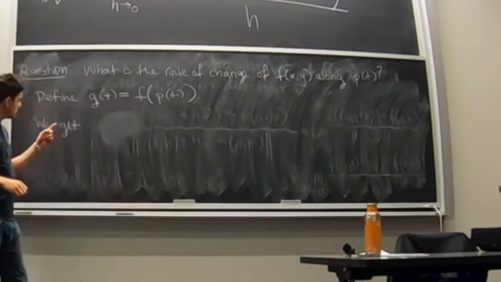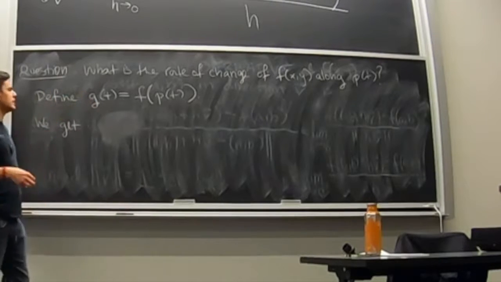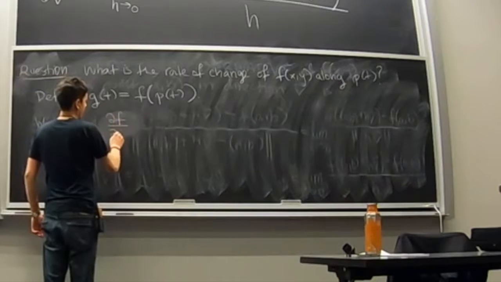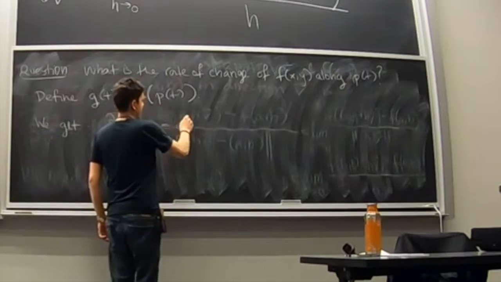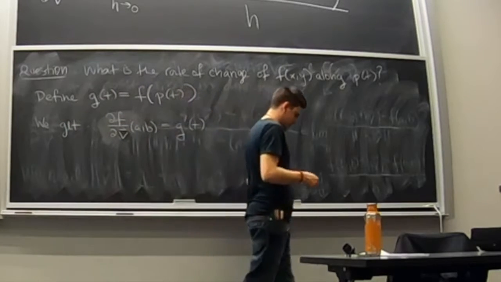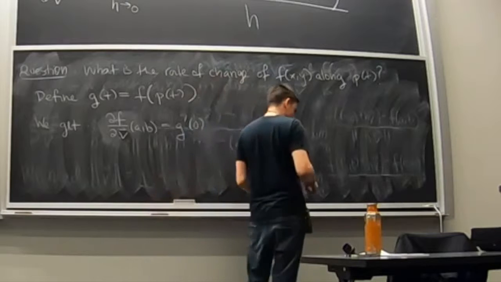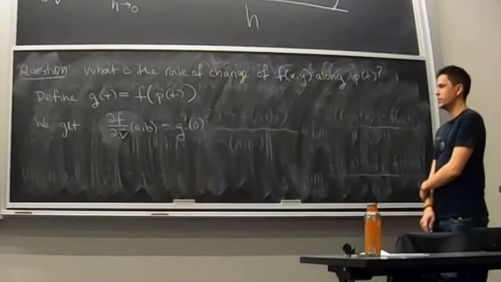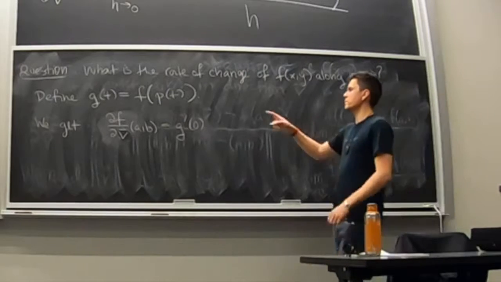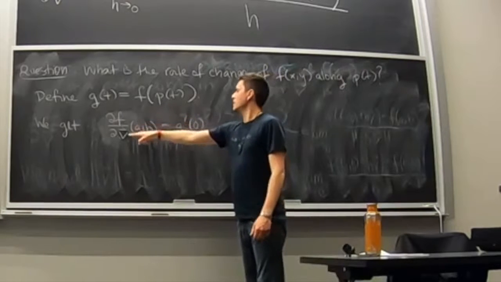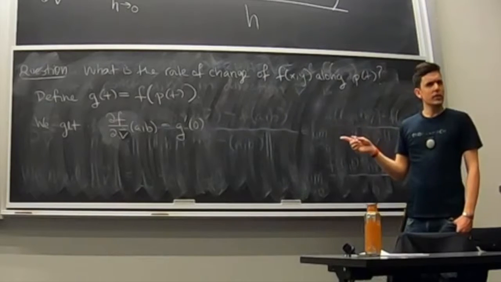So we're going to get a rate of change for our function at that point in the direction v. So this equality here is just based on the notion that this path passes through (a, b) in the direction v. And now we need to calculate this derivative.